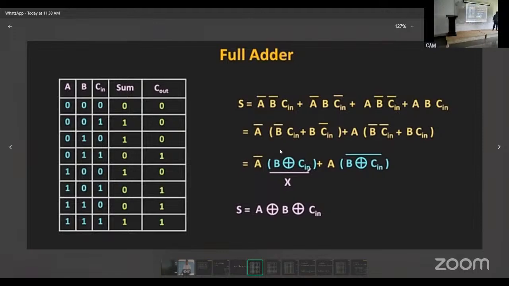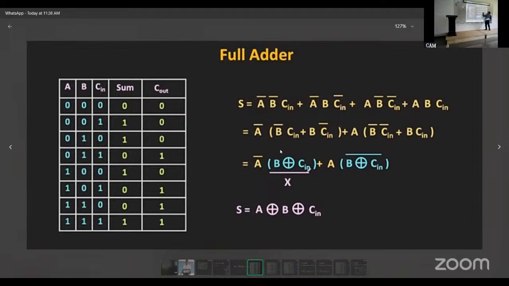Now, can we take something common here? You can take A bar common here: A bar times (B bar C in plus B C in bar). Then you can take A common here: A times (B bar C in bar plus B C in). See, it is exclusive OR: A bar B plus A B bar is the exclusive OR output. So here it is B exclusive OR C in.